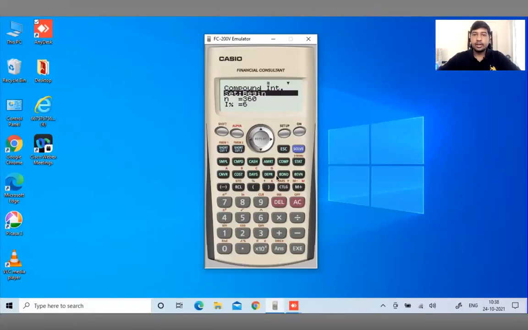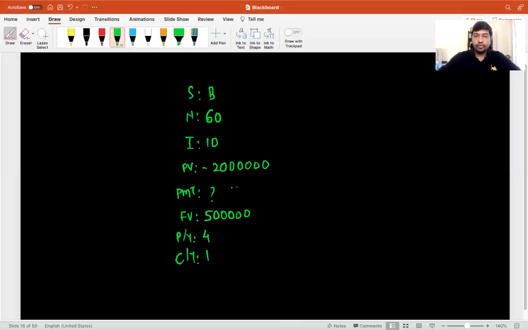So set is begin, N is 60, I is 10, PV is minus 20 lakhs, PMT for now 0, future value 5 lakhs, payment per year is 4, compounding per year is 1. Scroll up, go to PMT, press solve. So the answer that you get is 58,208. Okay, is the answer.